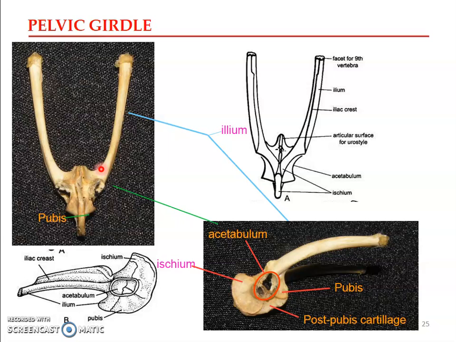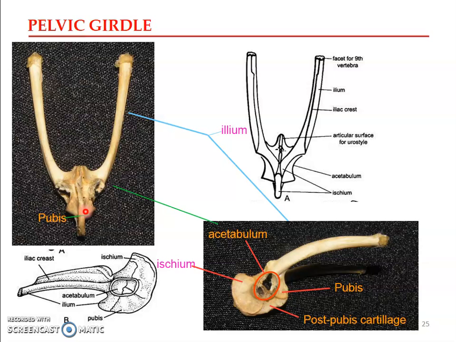Each os innominatum is composed of three bones: the ilium, here you can see, the pubis and the ischium. The ischium is actually this part, and when you see from this side you will be able to see the ischium proper. So ilium, ischium and pubis form the three parts of os innominatum. You have a pelvic girdle with two ilia, two ischia and two pubis. This forms a disc and the acetabulum.